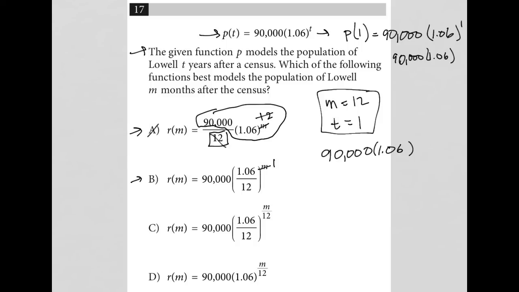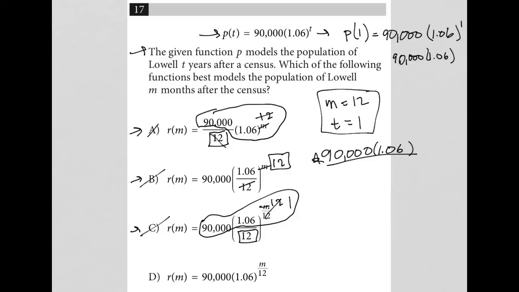How about choice B? If I replace m with 12, once again, I have a 12 in the exponent, which I don't want in order for it to match this 90,000 times 1.06. And I have a 12 in the denominator here. So again, B is also wrong. For choice C, if I replace m with 12, this all becomes 1, which is good. So 90,000 times 1.06 to the first power is exactly what I want. But again, I still have this divided by 12 down here, so that's not exactly what I want.